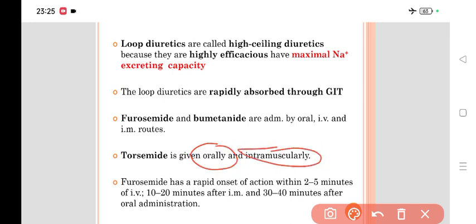What is the onset of action? Furosemide has a rapid onset of action. When given intravenously, the action starts within 2 to 5 minutes. When given intramuscularly, action starts after 10 to 20 minutes. And when given orally, action starts within 30 to 40 minutes.